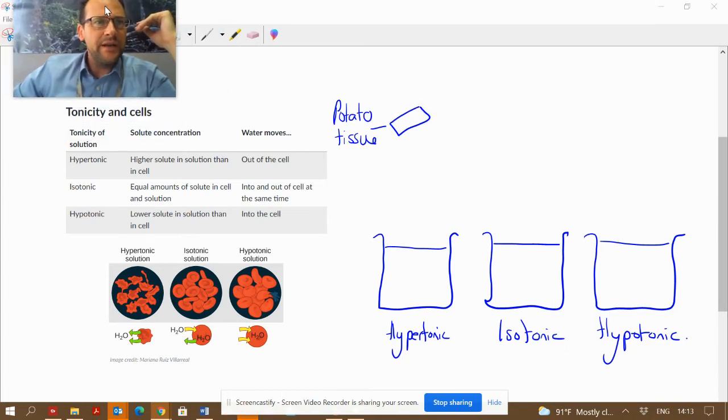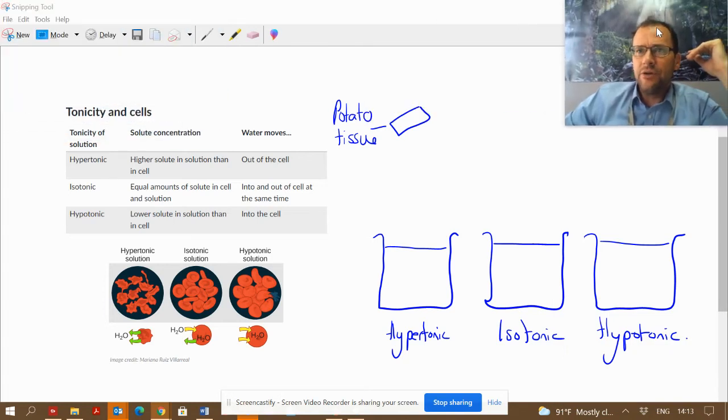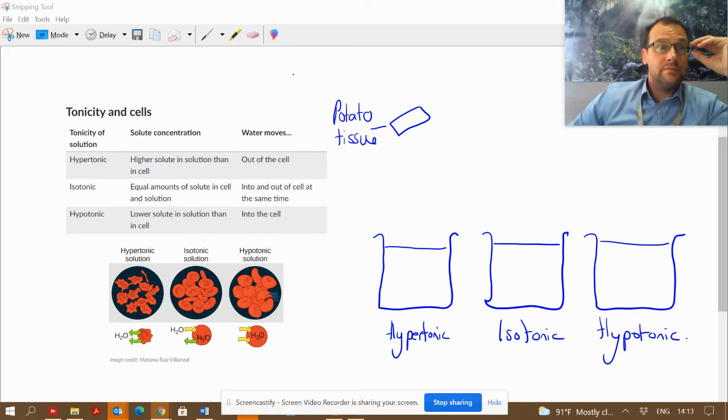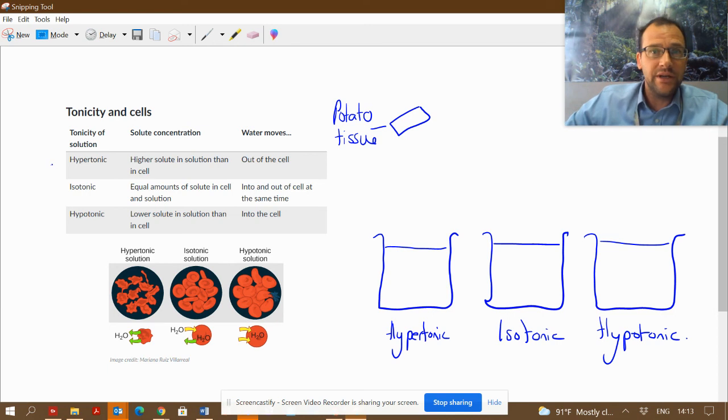Again, it's me again. So I'm just going to take you through a little tutorial about some key words: the tonicity of solutions. We've got these three terms over here, which you'll come across quite often in this topic: hypertonic, isotonic, and hypotonic. So hypertonic tells us that there's a higher solute concentration in the solution rather than the living tissue that we were talking about.